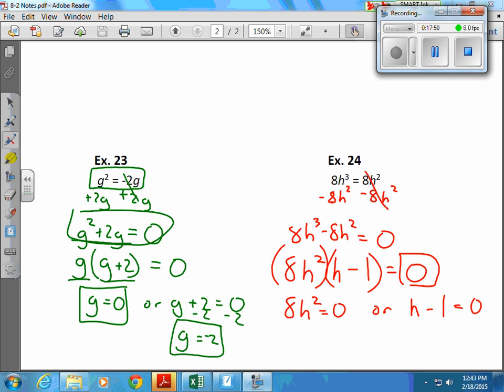8h squared divided by 8, you get 0, take the square root, h is 0. Or add 1, and h is positive 1. So we get our possible values of h by setting them equal to 0 and factoring, and figuring that out. All right, that wraps that up.